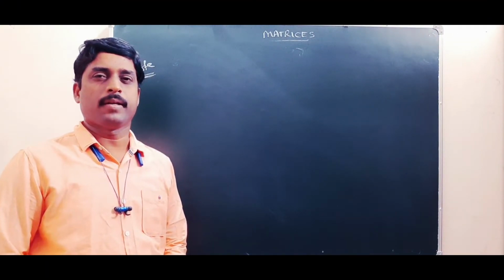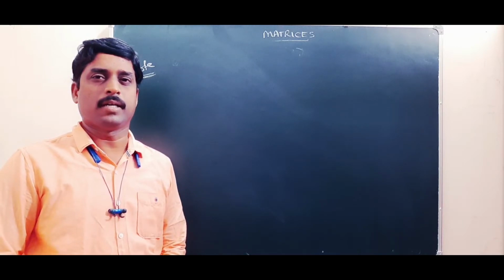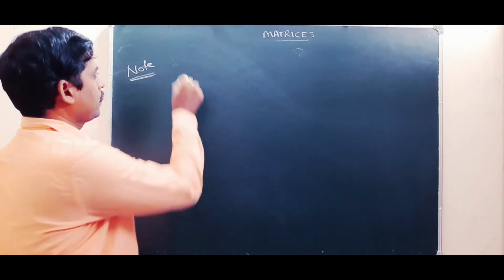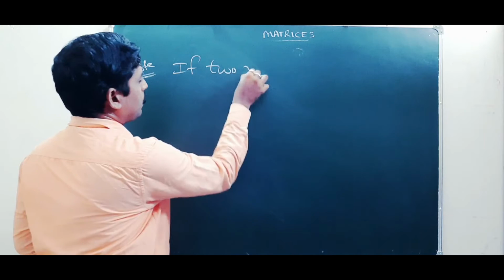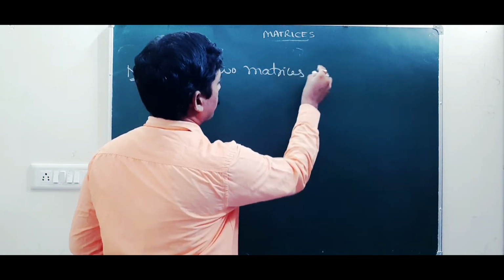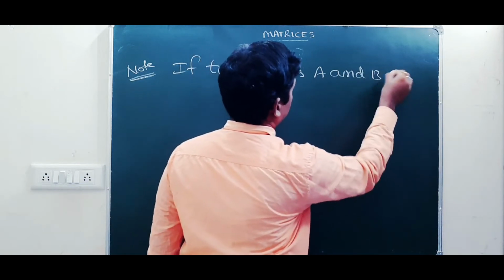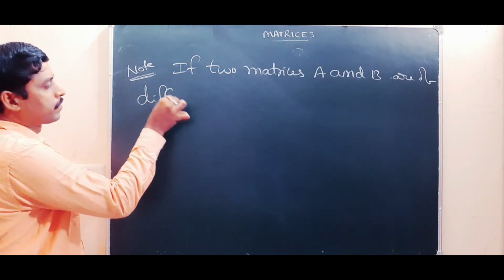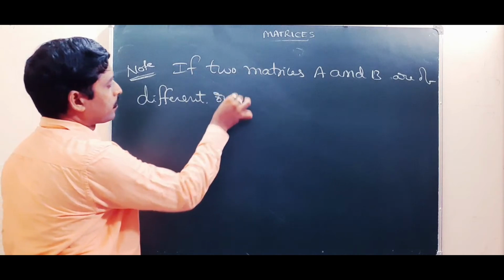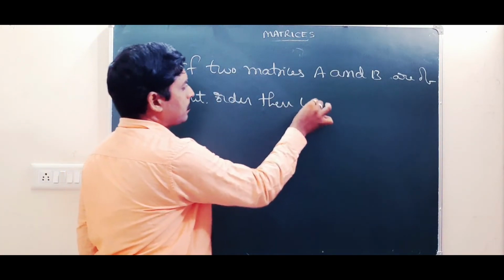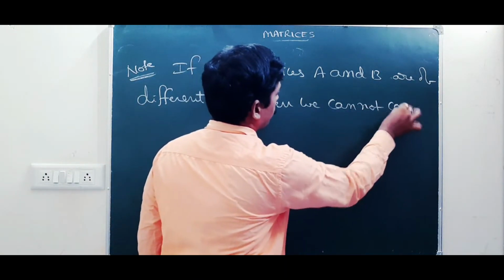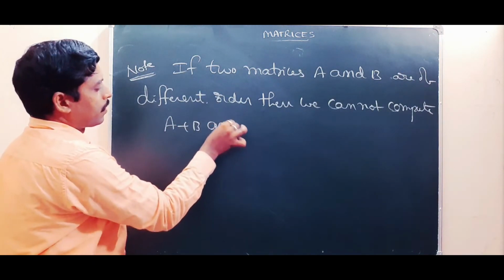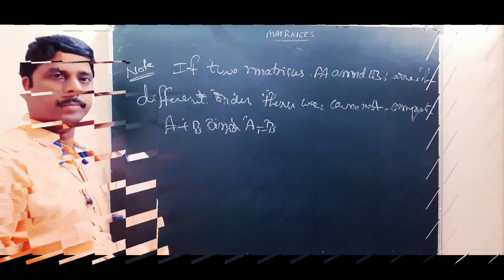Now an important point. If two matrices A and B are of different orders, then we cannot compute A plus B and A minus B.